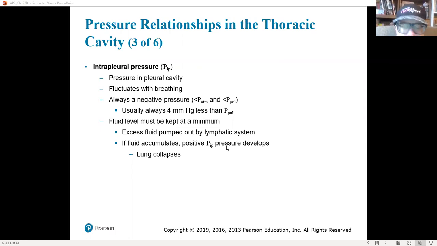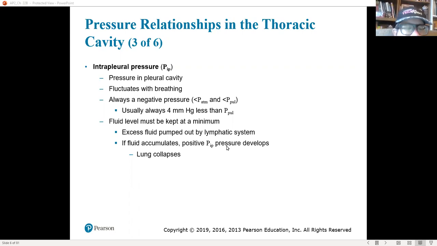The intrapleural pressure is the pressure between the two layers of the pleural membranes. The serous membrane, so it's got serous fluid in between. One layer is stuck to the diaphragm or ribs. That would be the parietal layer. The visceral layer is stuck to the organ, to the lungs.